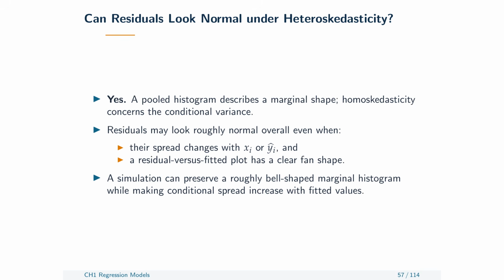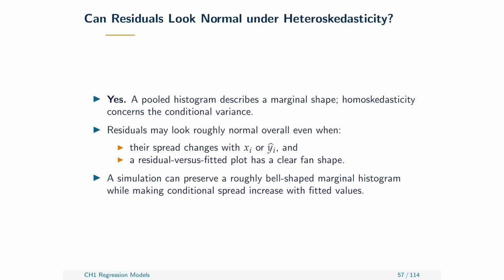This motivates two broad responses. We can estimate a covariance matrix that is robust to an unknown variance pattern, or we can specify and estimate a variance model for generalized least squares. A normal-looking residual histogram does not establish homoskedasticity. The histogram combines observations across all fitted values and describes a marginal distribution.